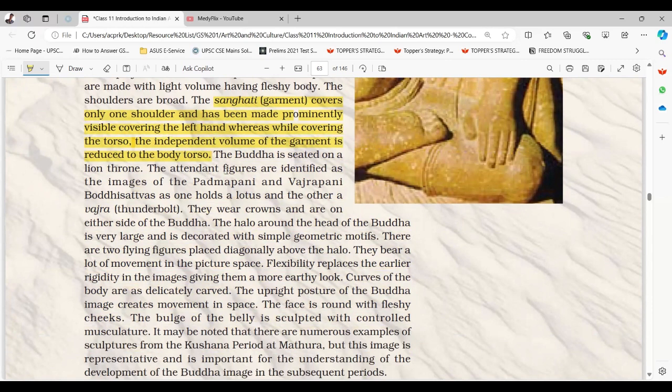The attendant figures are identified as the images of the Padmapani and Vajrapani bodhisattvas, as one holds a lotus and the other a Vajra thunderbolt. They wear crowns and are on either side of the Buddha.